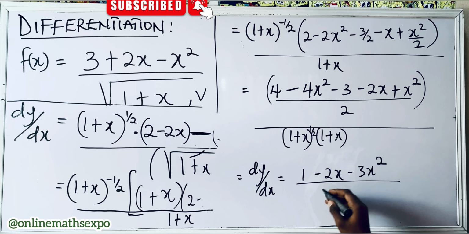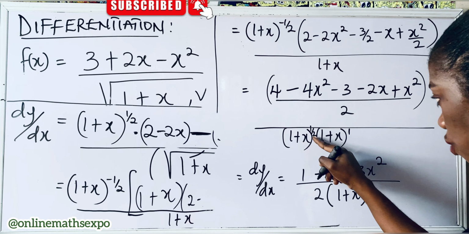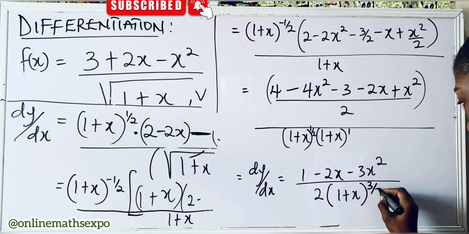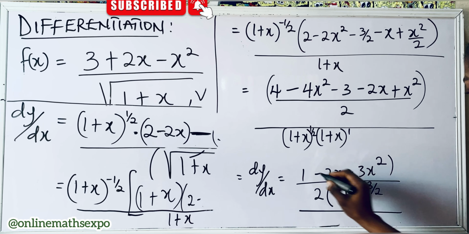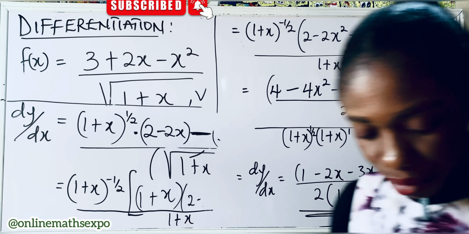This will have to come down. So we have 2 into 1 plus x. They are multiplying. The power here is 1. So if you add the power, it gives you 3 over 2. And this is what you get for differentiating this particular function.